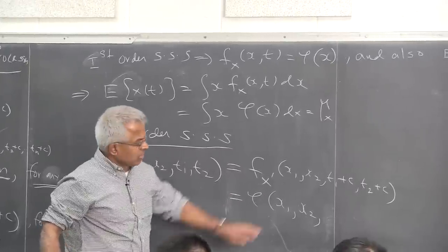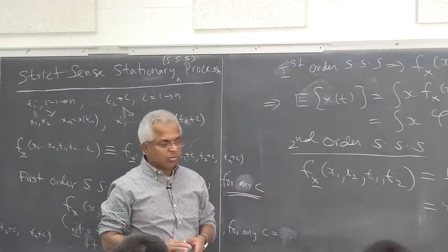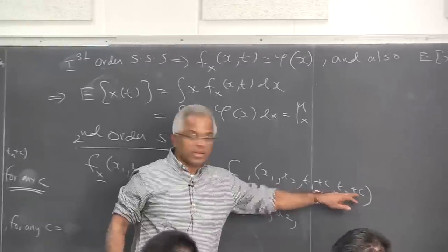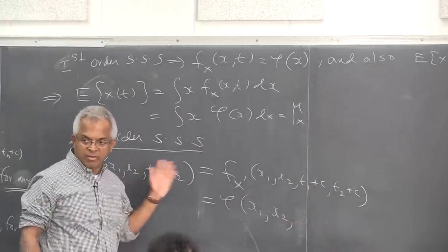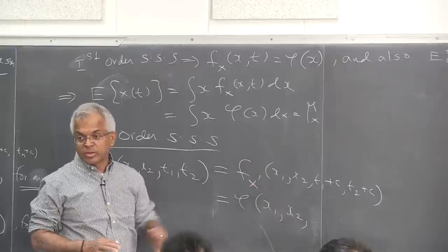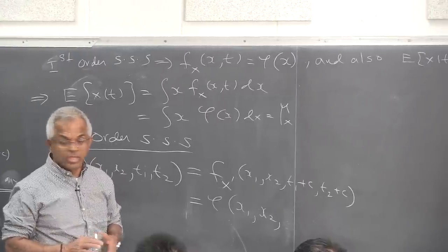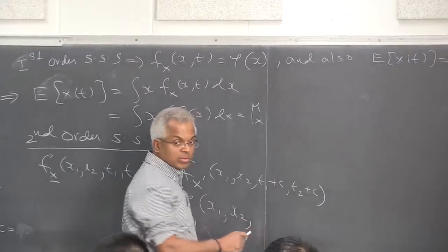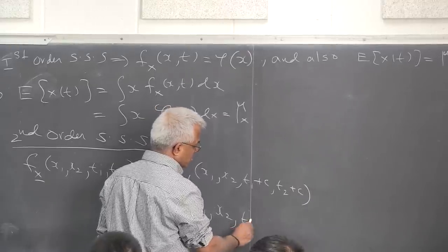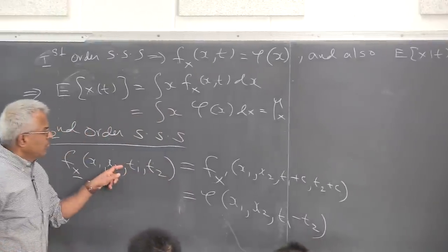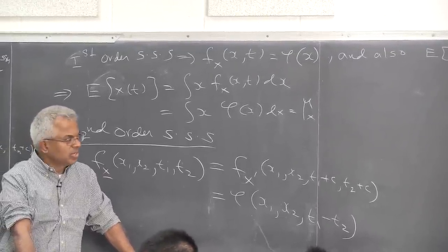Can you say that this is not a function of t1 and neither t1 nor t2? What can you say? You can say a little more because you have freedom in c here. Try putting various values of c. You put c equal to 0, you get the left side and right side are equal. Suppose I put c equal to minus t2, then there is only one time function. What is the time function? It will be t1 minus t2. So you should be able to conclude that this expression should be only a function of t1 minus t2 or t2 minus t1.